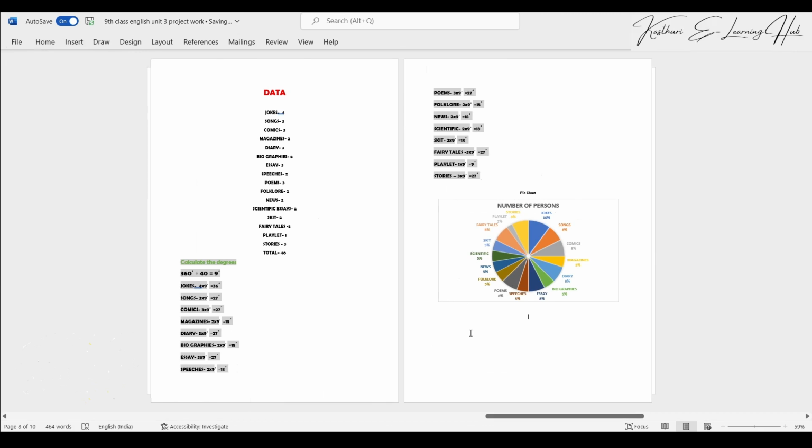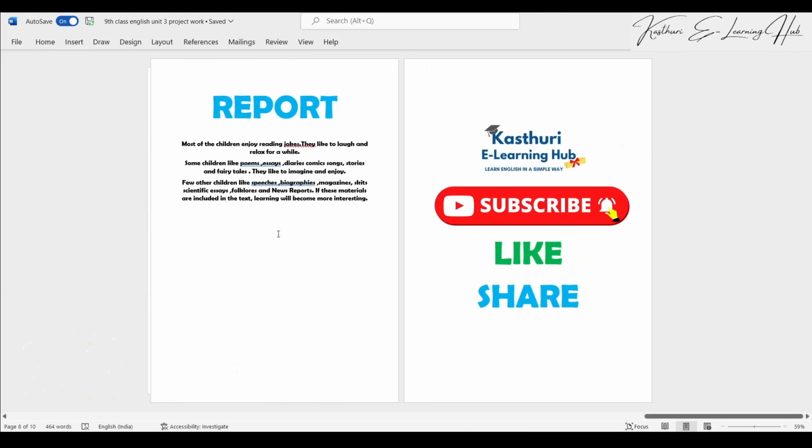Okay, so here this whole data you pull it to one page. These numbers on one side, these degrees on one side, and this whole pie diagram on one full page. And then last is the report. Report on one page. Okay, so I do believe this session was useful and you could understand how to make the project work.